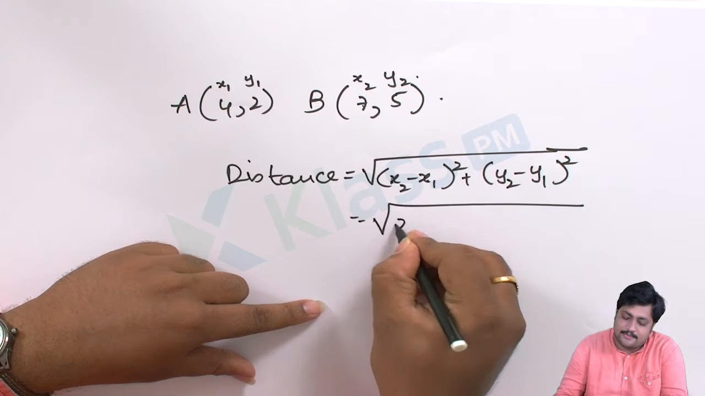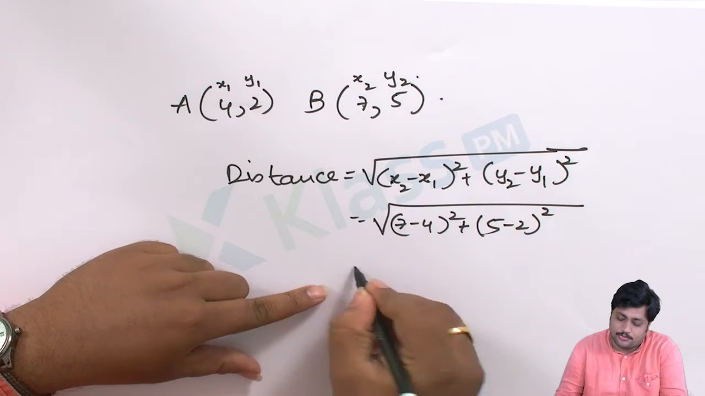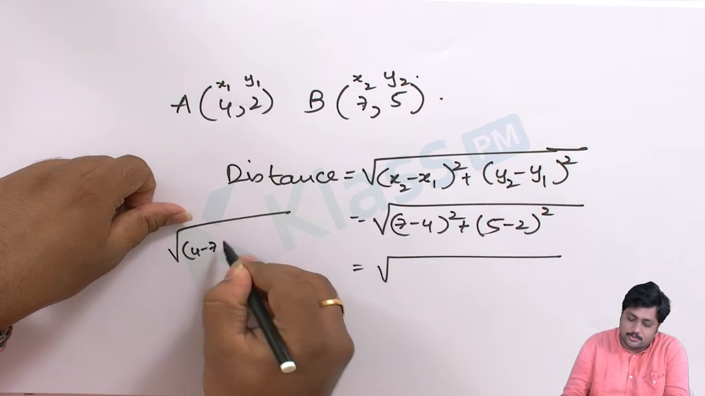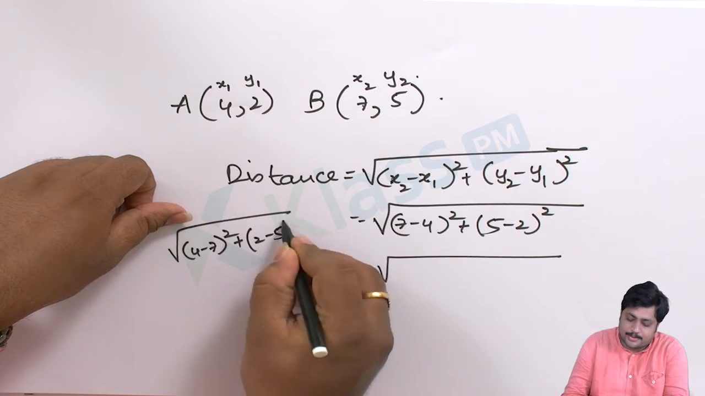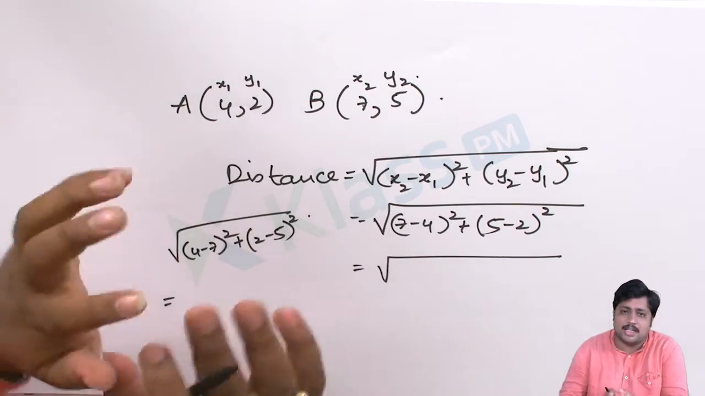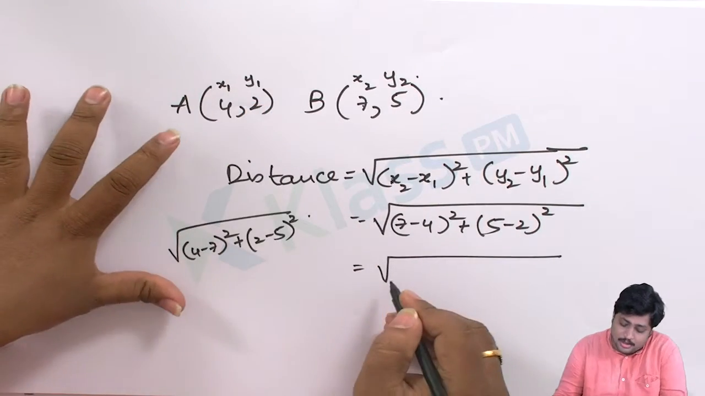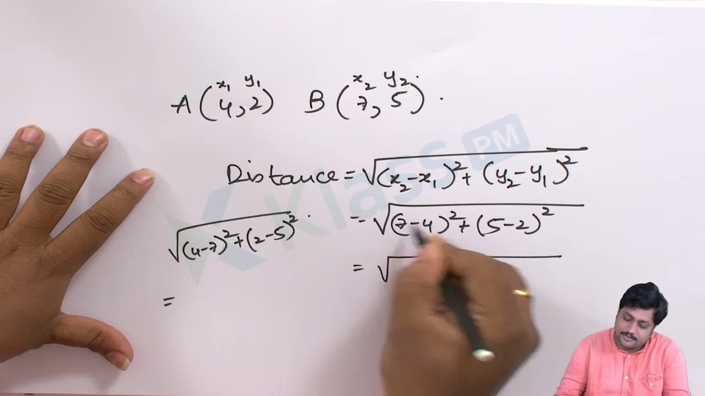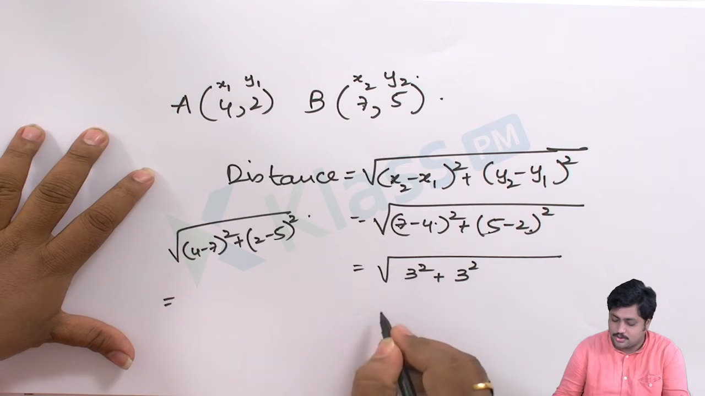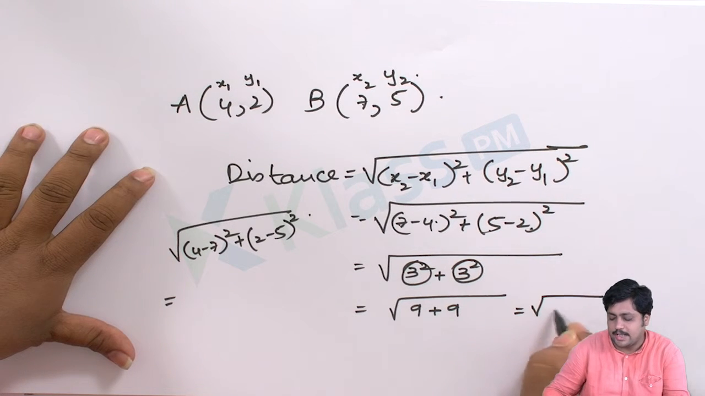So the square root of (7 minus 4) whole square plus (5 minus 2) whole square. Suppose this is interchanged, what would that be? The square root of (4 minus 7) whole square plus (2 minus 5) whole square. That gives a negative value inside, but when squared, it definitely becomes positive. So there will not be any change in the distance between the two points if you interchange them. That gives you 7 minus 4 is 3, so 3 square, plus 5 minus 2 whole square, which is also 3 square. 3 square is 9. So the square root of 9 plus 9 gives you root 18.